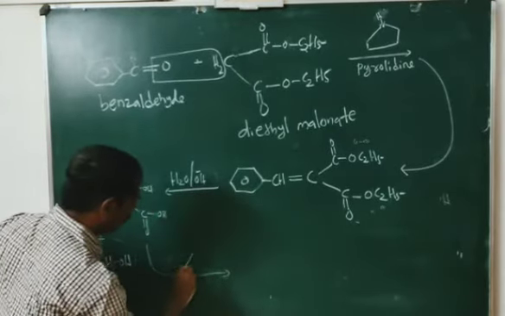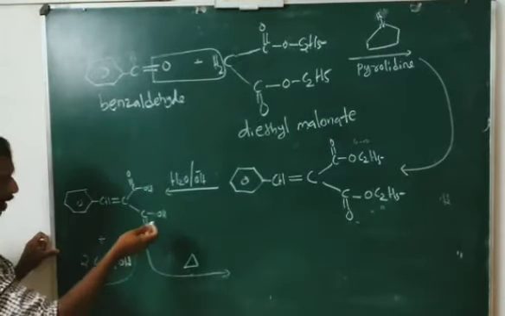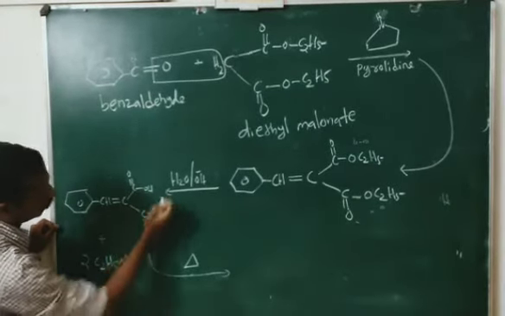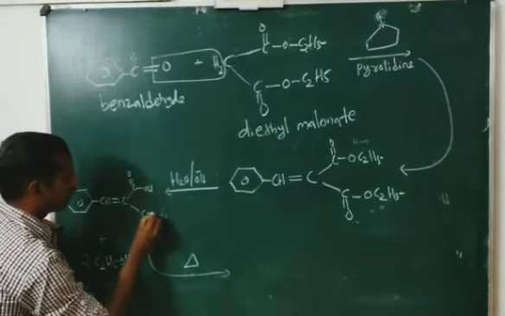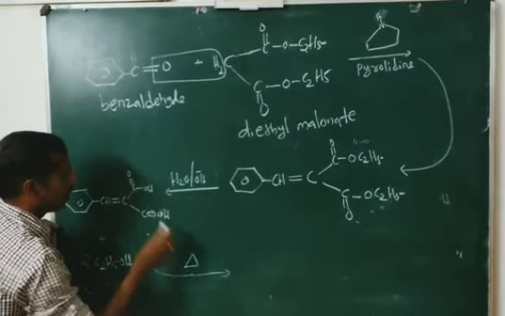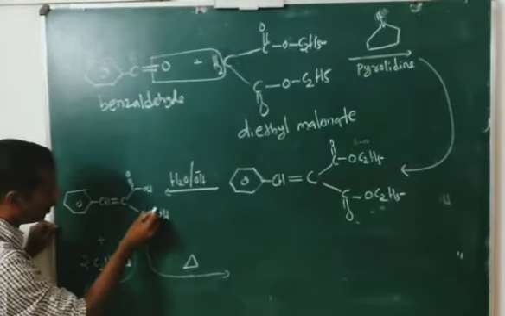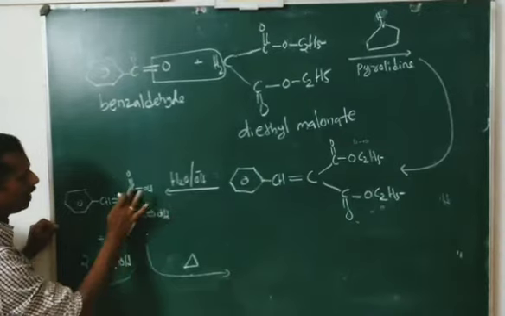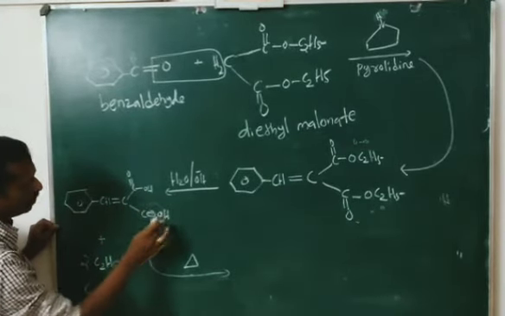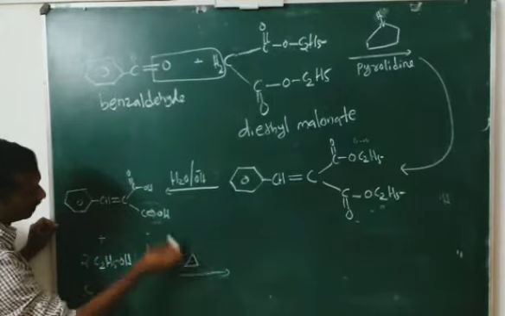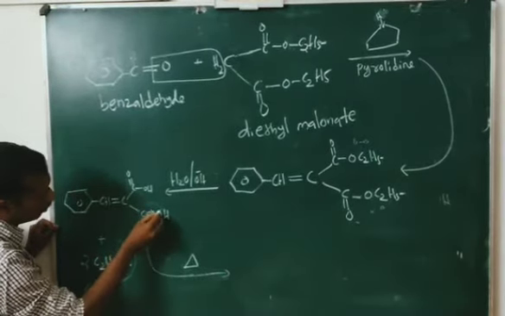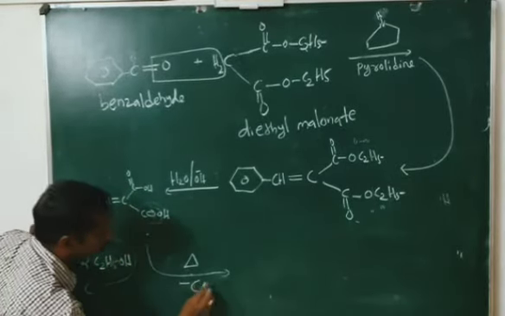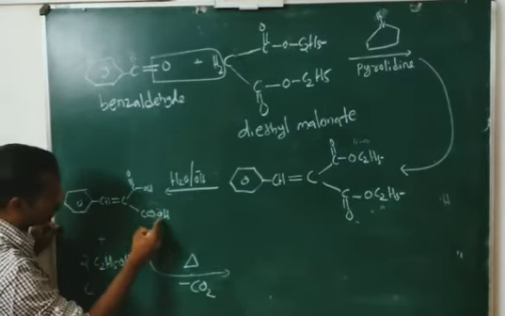Now leave this ethanol. This part, upon heating, will undergo decarboxylation. You can see that C double bond OH can be simply written as COOH. Upon heating, from one COOH group, the CO2 group will be eliminated. CO2 is eliminated. What is remaining?